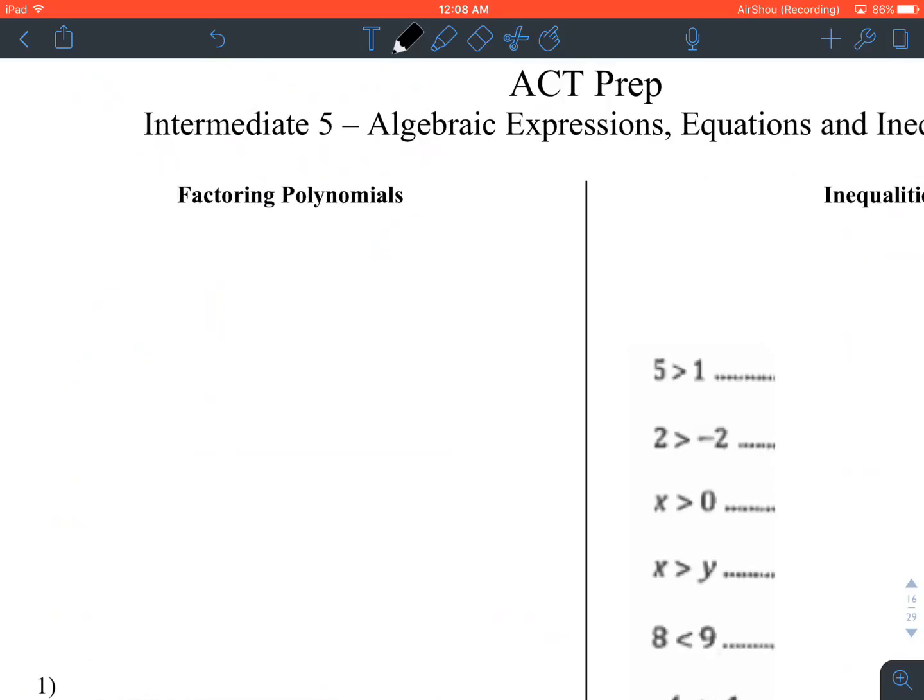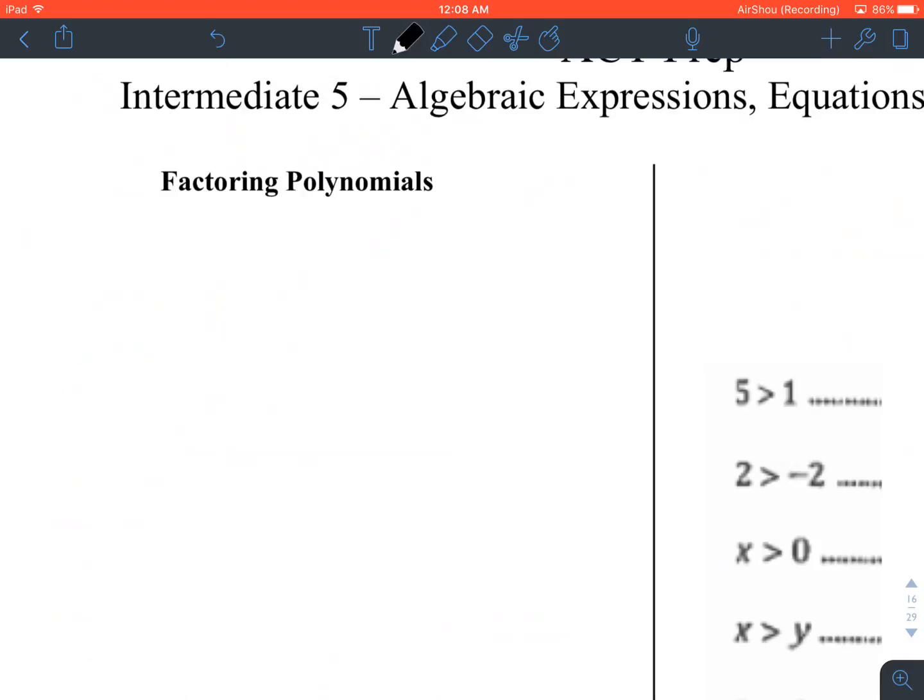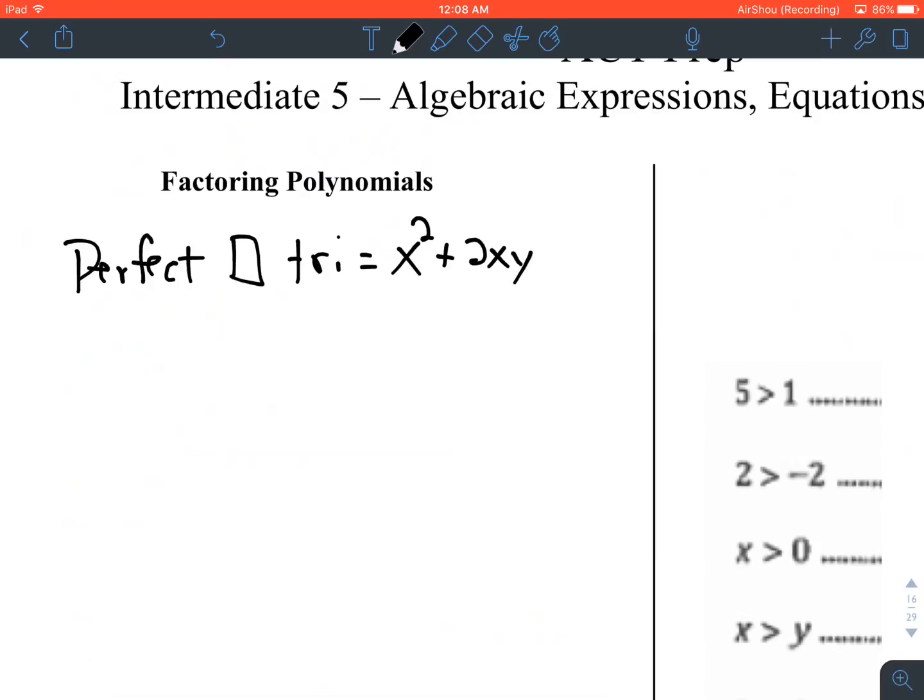Polynomials, factoring, kind of a big deal. So let me give you some of the special rules. Perfect square trinomial. That looks like this: x squared plus 2xy plus y squared. Let me put this down here.